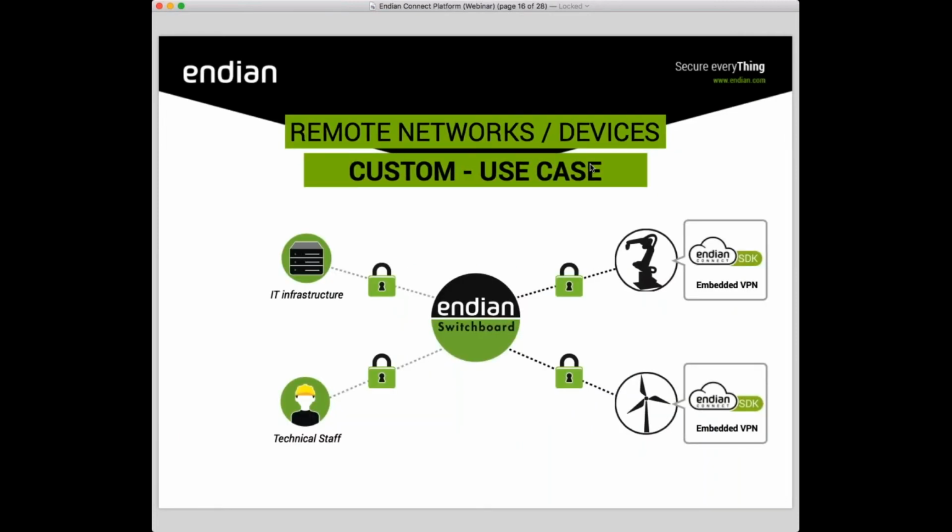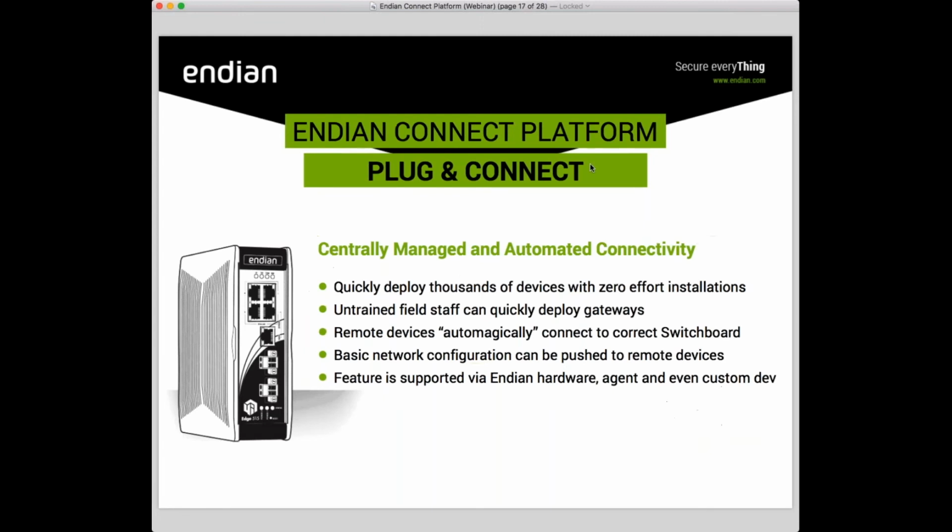Here's an example of that, where we have, let's say, some industrial equipment that's probably running a very unique or very proprietary operating system, or something that's not easily able to utilize the agent. So in this case, we utilize the SDK to build our VPN client into the software directly. That allows it to then get connected to the switchboard. So that's all of the components of the Connect platform.